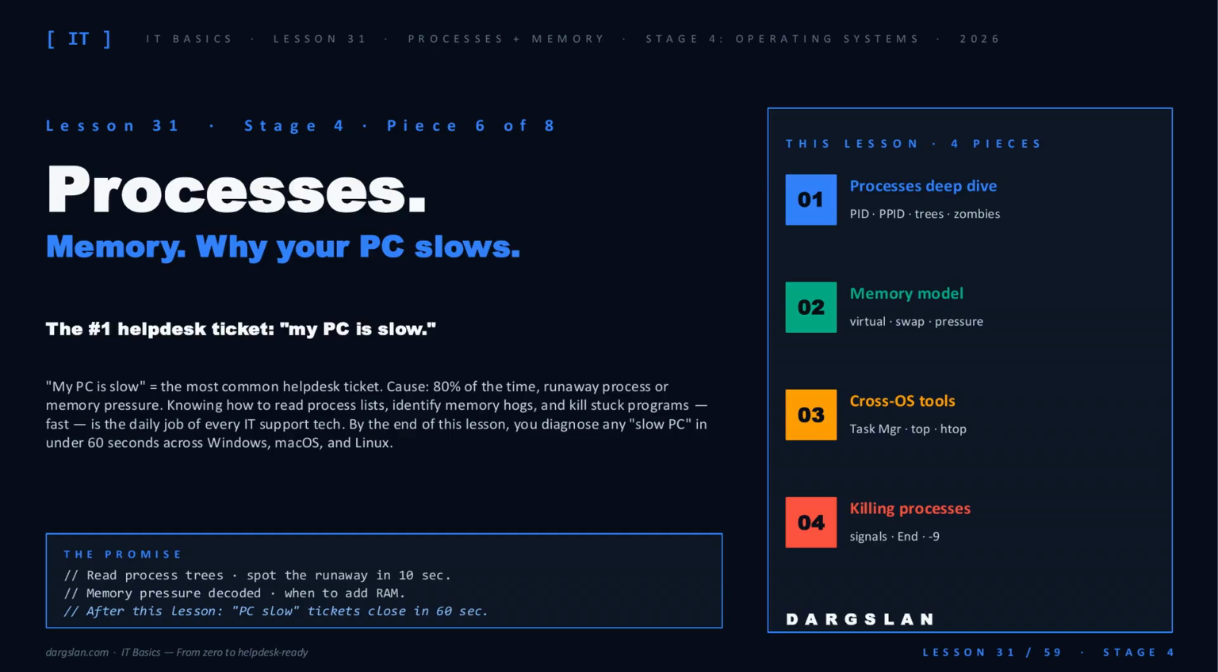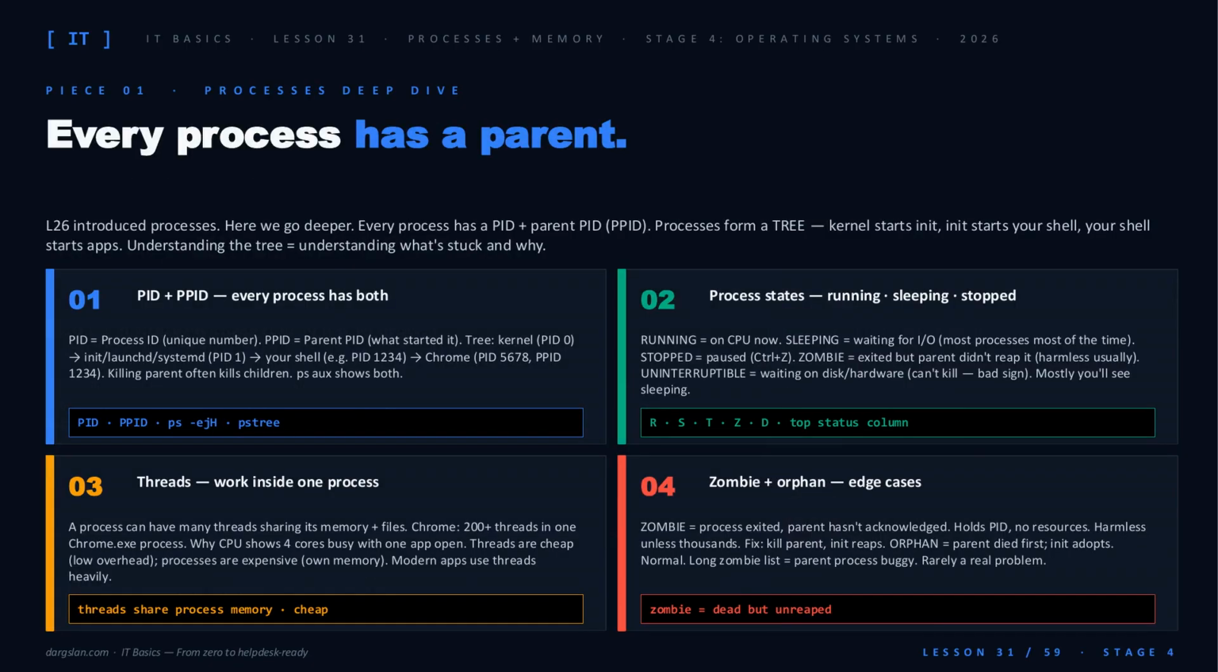Let's get into it. First piece, processes, deep dive. Every process has 2 numbers, its own PID and a PPID pointing to whoever spawned it. That makes a tree. Kernel boots init. Init launches your shell, which launches Chrome. And killing a parent usually takes the kids with it.